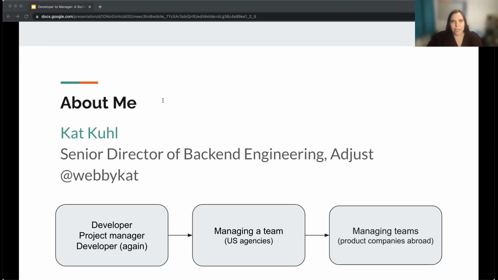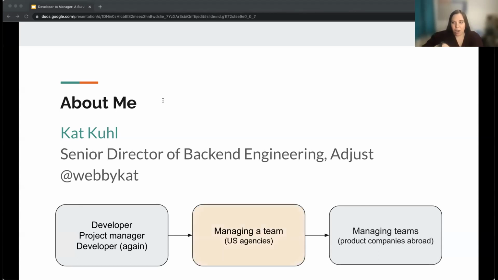Then after that, I worked in other director and VP roles at some US agencies, and then finally left the Drupal industry, sadly, and started working in product companies abroad. I now live in the UK and I manage a team of about 9 engineering teams, about 60 people in total. And so the people who report to me are engineering managers of various seniority levels.